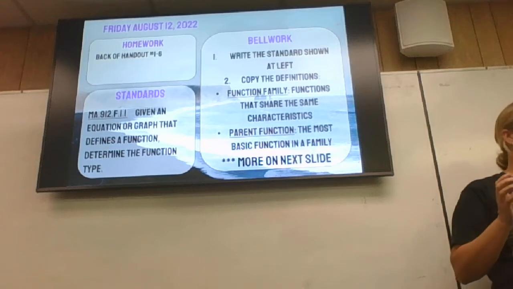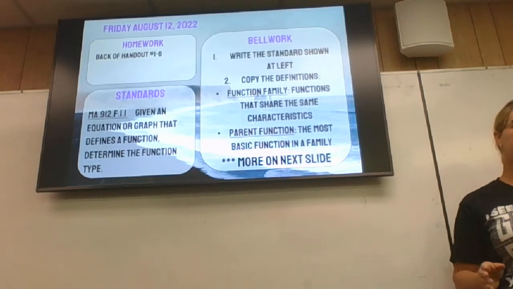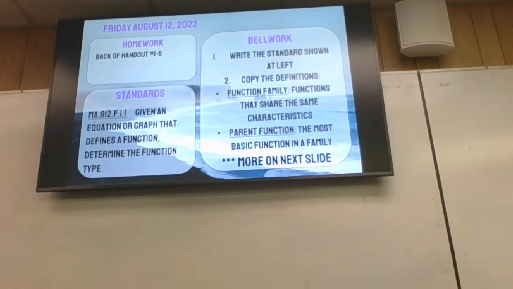I have some more definitions for you, but you don't have to write them. You've seen most of them in geometry. It's up to you what you write. Don't feel like you have to write this next bit. Look at it and think about it.